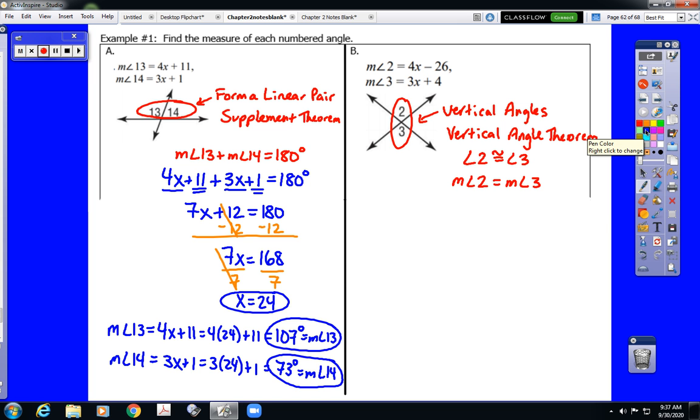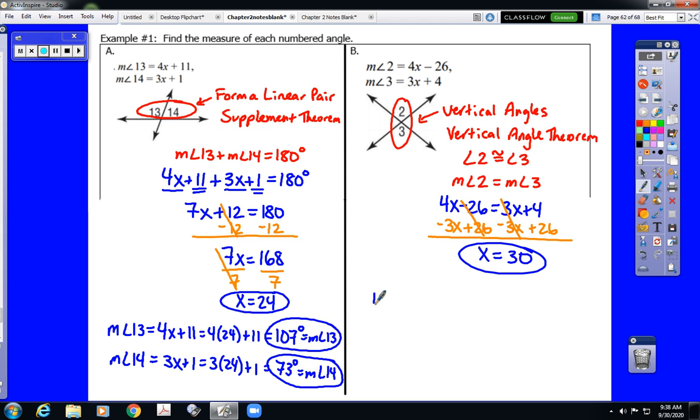So that would be 4x minus 26 for the measure of angle 2 equals 3x plus 4 for the measure of angle 3. There are no like terms in this equation, so we move to isolating the variable. We would start by subtracting 3x from each side, which would move the x to the left. While we're at it, we'll also add 26 to each side. That would give us that x equals 30.